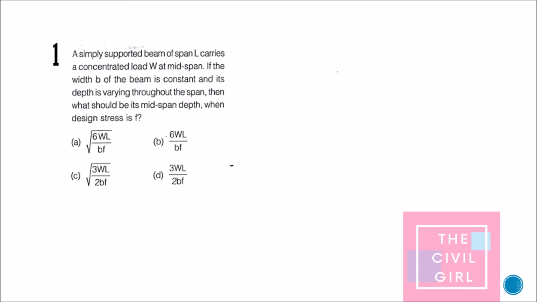So going to the first question: a simply supported beam of span L carries a concentrated load W at the midspan. The width of the beam is B and it is constant, and the depth of the beam is varying throughout the span. So if this is my span, the depth is varying throughout the span. Okay. So what will be my depth at the midspan?